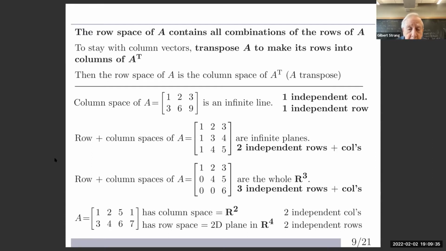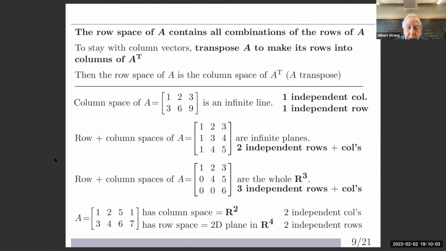Now I don't really see that. I've got 3 rows there. I'm looking at the rows 1, 2, 3, 1, 3, 4, and 1, 4, 5. And I'm pretty sure those rows are dependent. I think that 3rd row is some combination, which I don't know, of the first 2 rows. You might want to figure out what combination it is.